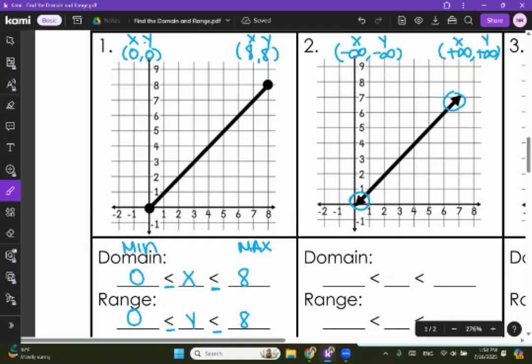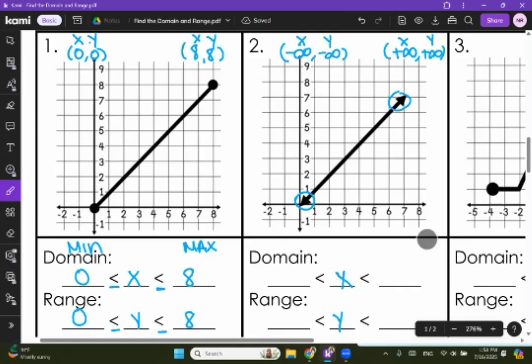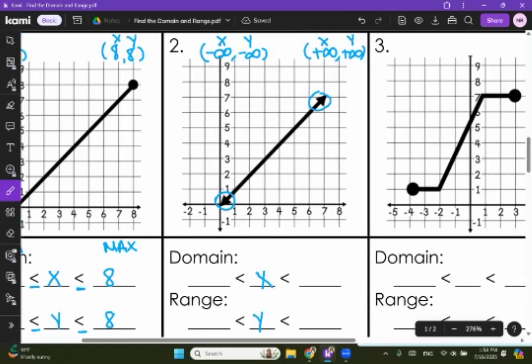Okay, think of your infinity as a million. Think of your infinity as $1 million or something. All right, so negative a million to positive a million. But because both your endpoints are infinity, this one would be all real numbers.